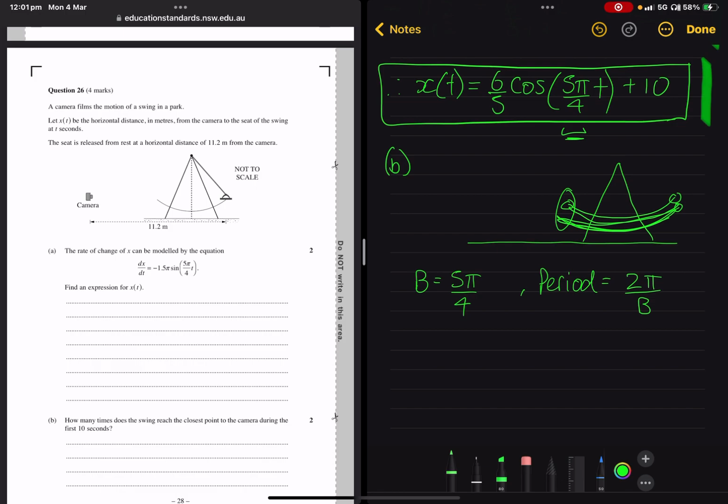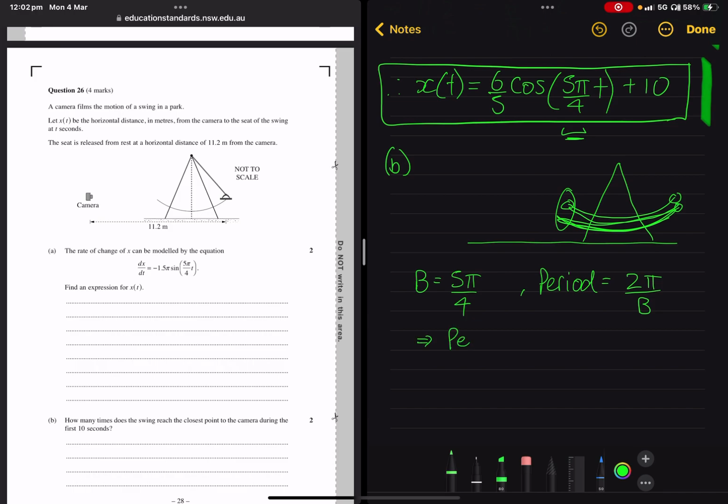So if the number in front of t is 1, one iteration of the wave occurs between 0 and 2 pi. If the number is 2, so 2t, 2 iterations of the wave occur between 0 and 2 pi. So here, 5 pi on 4 iterations of the wave occur between 0 and 2 pi. That's not very easy to understand what that means, but it is definitely true. So we can plug this in and we can simplify.